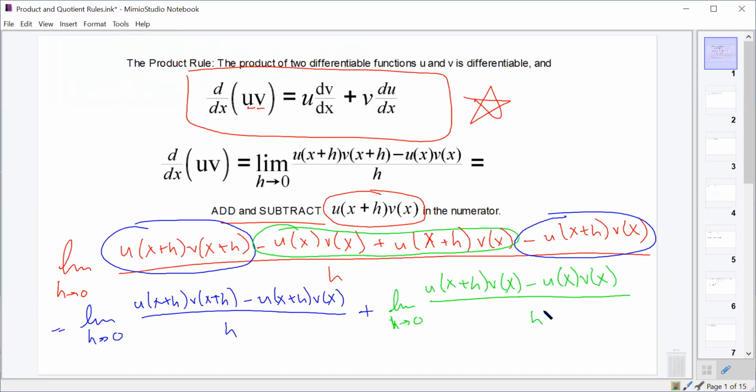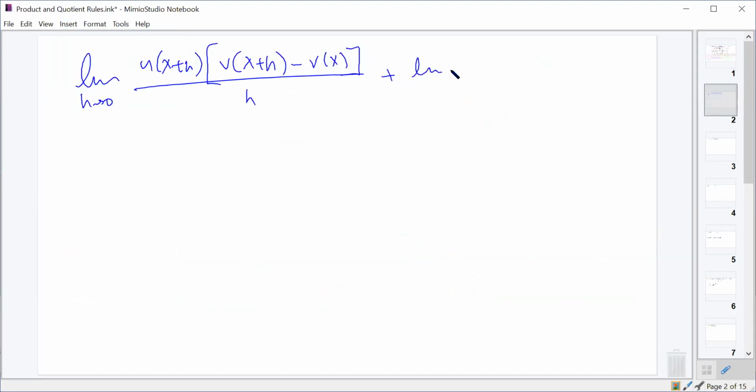And what about the other piece of it? Is there something we can factor out of this one? The v of x. V of x will factor out, right? So we can make this plus the limit as h approaches 0 of v of x times, looks like we got u of x plus h minus u of x there, all over h. And what good was this? Was this any good? I think it was.